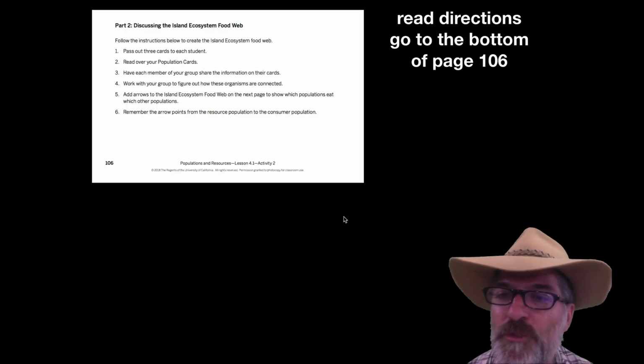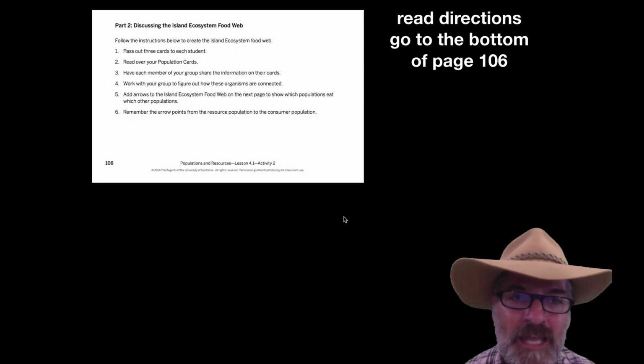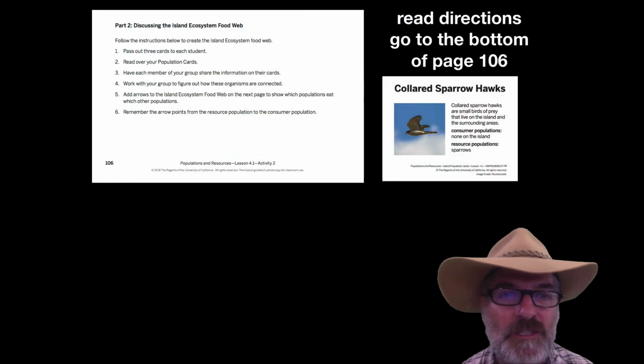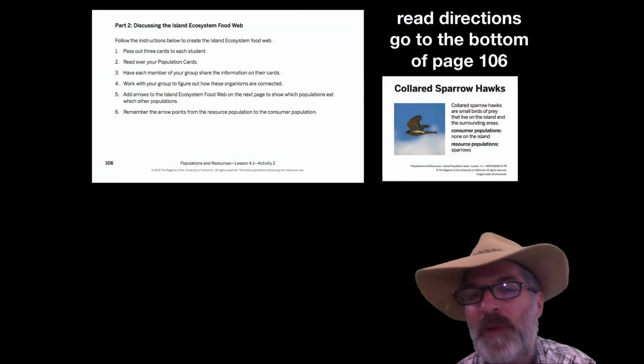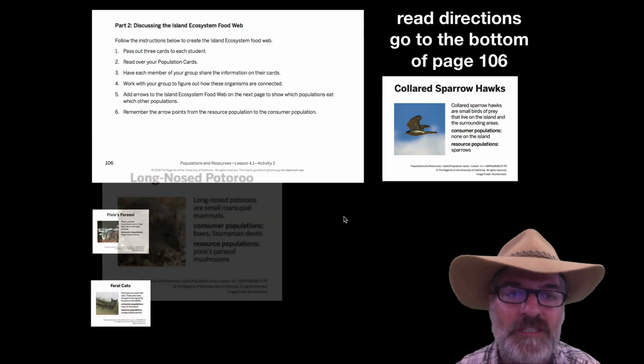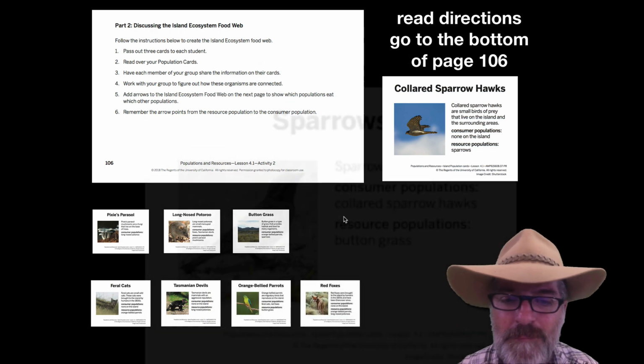So if you would go to page 106, I think you're already there, and go down to the bottom. And it says discussing the ecosystem food web. So what you're going to be doing here, it says I was supposed to pass out some cards to you, but obviously you're not in class. So I'm going to be passing out these cards for you, these population cards. I think there is a total of 9 of them.